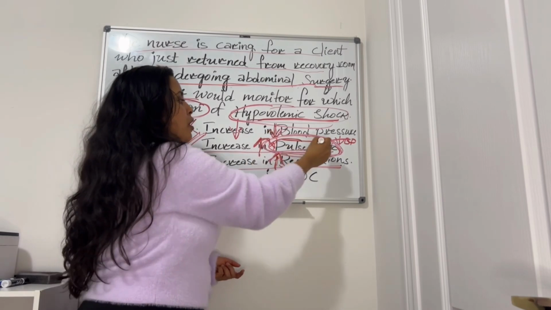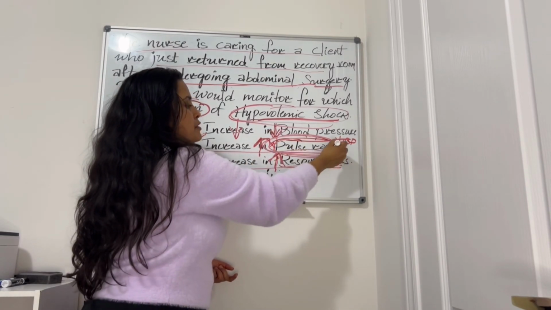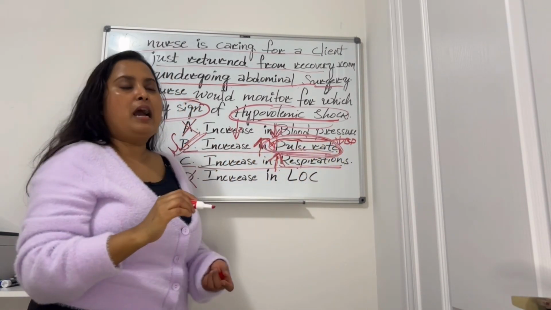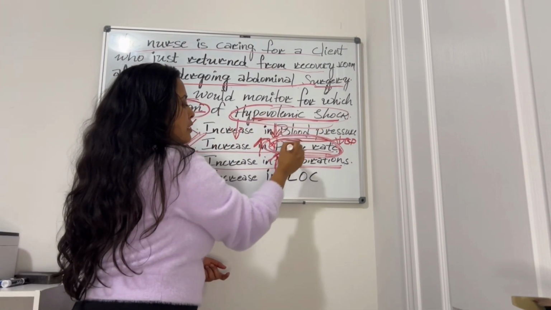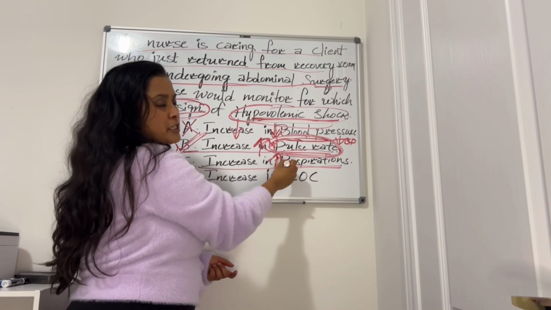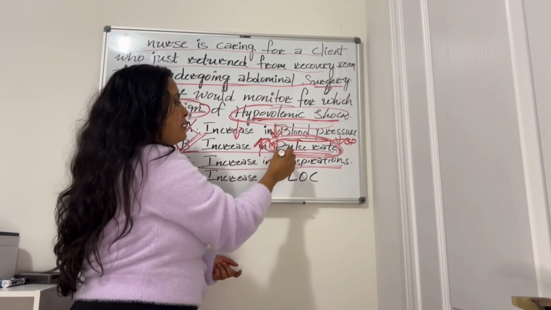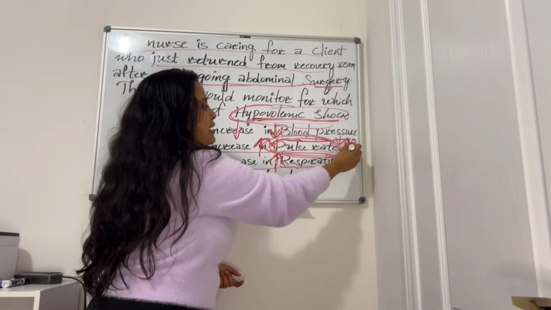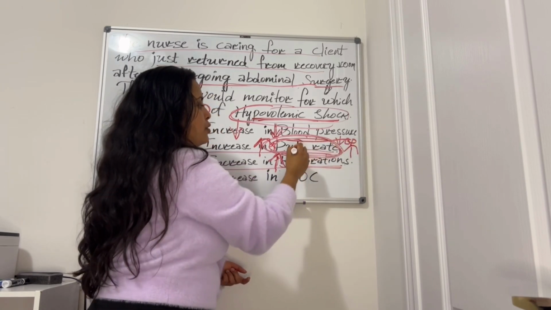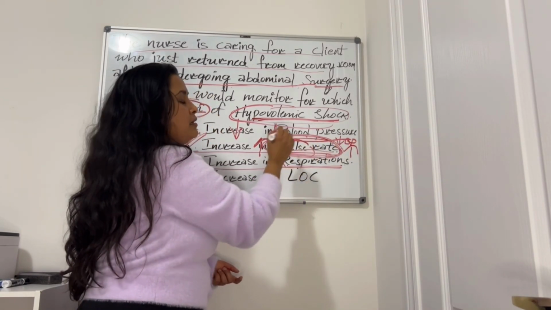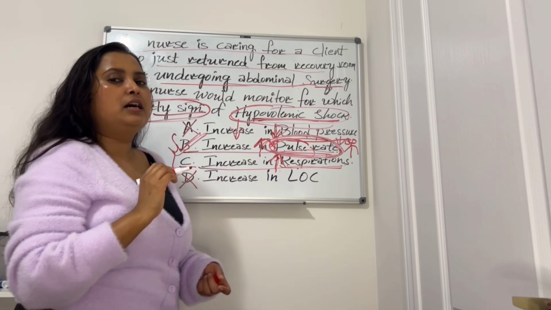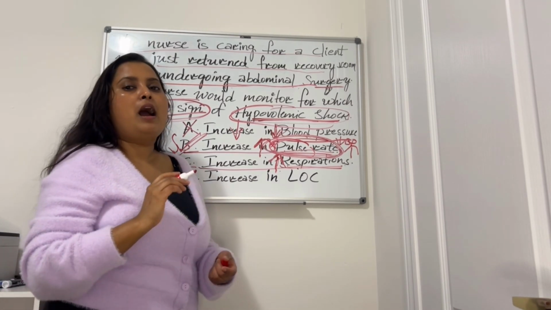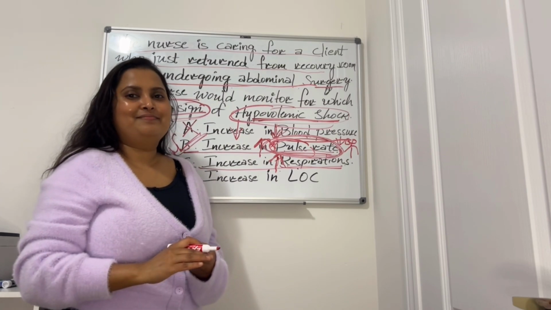Among these three, the pulse rate always comes first. If the question asks you the early sign of hypovolemic shock, yes, both pulse rate and respirations increase, but the first sign we see is pulse rate. So pulse rate is the early sign. Increase in pulse rate is the early sign and symptom of hypovolemic shock.